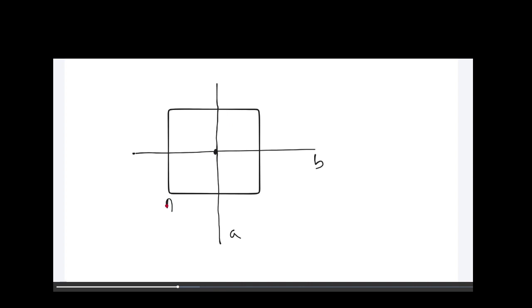As you see, suppose this is a face A, B, C, D. So the AB face is intersected by the A axis. Suppose the BC face is intersected by the B axis. So when a crystallographic axis intersects a plane or face, the distance from the center of the crystal to the intersection point is your intercept. This much is your intercept.